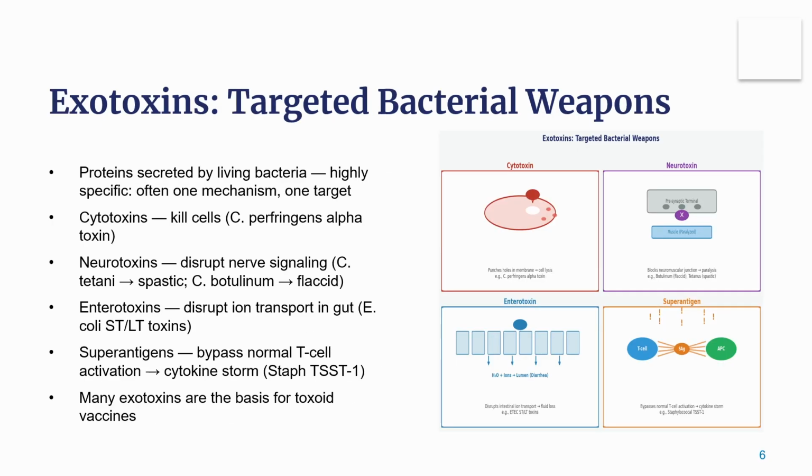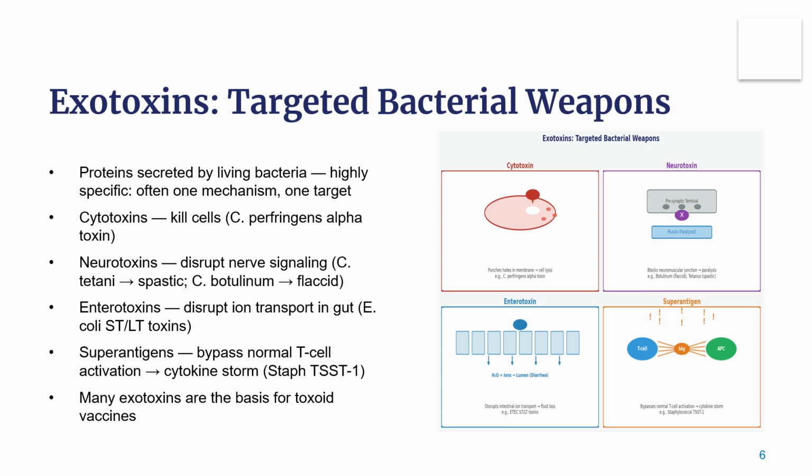Exotoxins are some of the most potent biological molecules known. Botulinum toxin, produced by Clostridium botulinum, is the most toxic substance known by weight. It cleaves the snare proteins that allow acetylcholine vesicles to fuse with the presynaptic membrane. No fusion, no neurotransmitter release, no muscle contraction, flaccid paralysis.